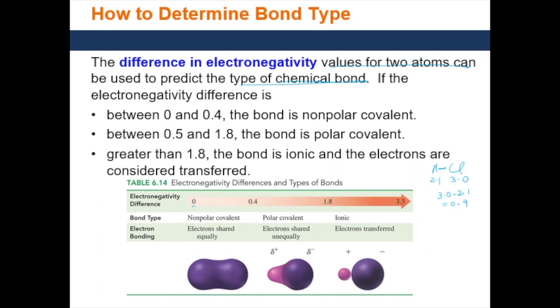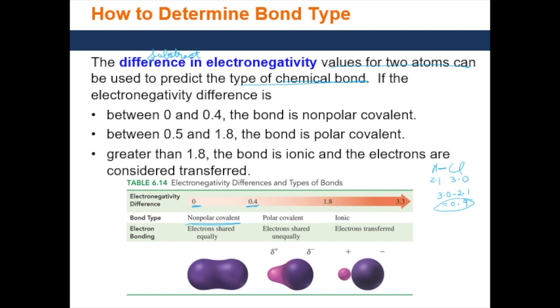Okay, so this is the electronegativity difference, meaning you subtract. Difference means you subtract the electronegativity values of the two atoms that are involved in the bond. If this electronegativity difference is between 0 and 0.4, the bond is non-polar.